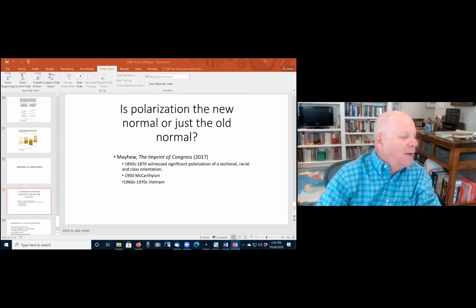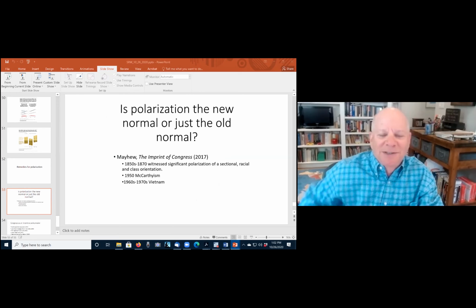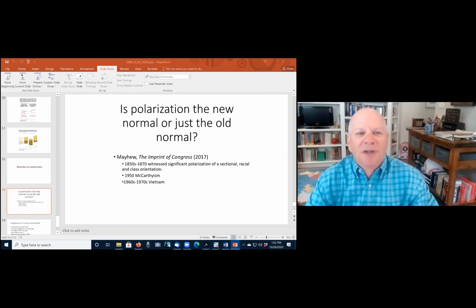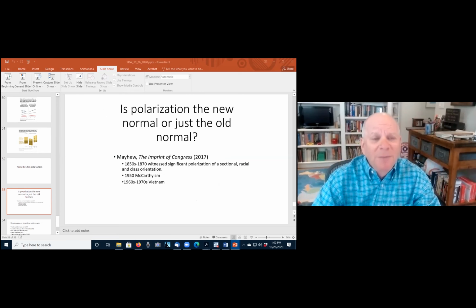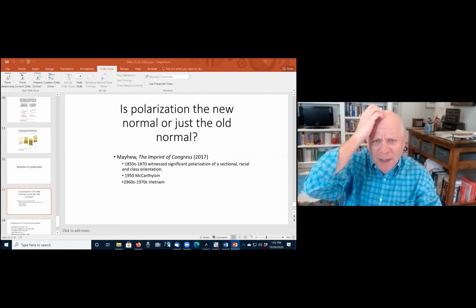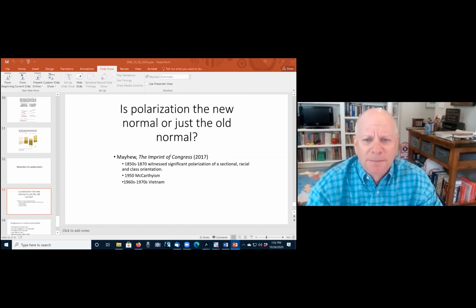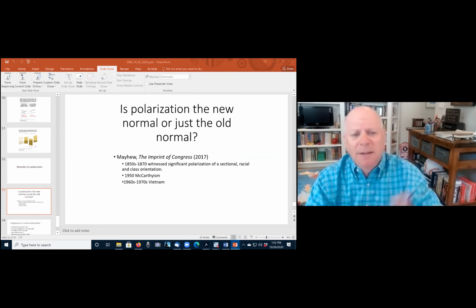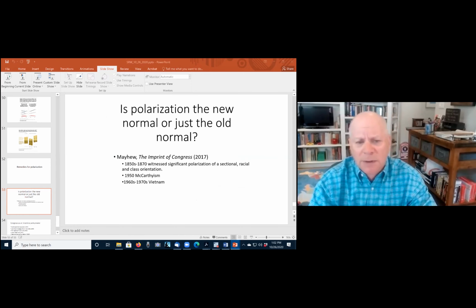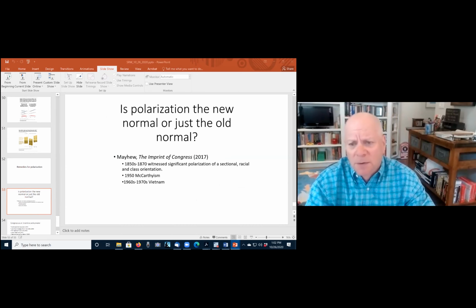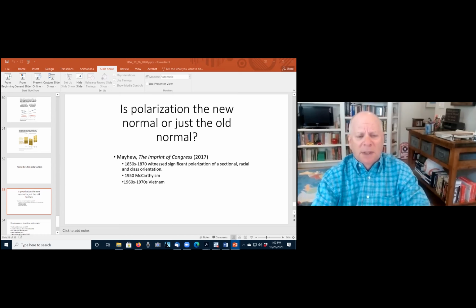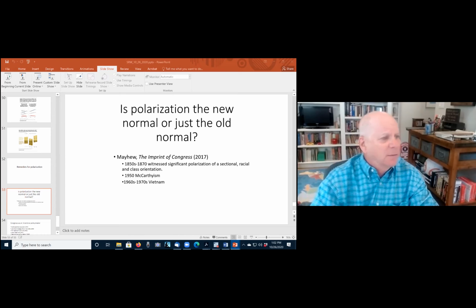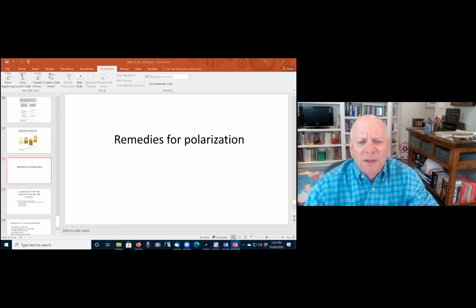David Mayhew, who's probably one of the finest political scientists our country has produced, wrote a famous book called The Imprint of Congress. He wrote some other wonderful books as well. What he claimed is that this polarization is neither new, maybe not even abnormal. He pointed out, again, the 1850s, the 1870s, which witnessed horrific polarization that led to, of course, the Civil War. He identifies the McCarthy era and the post-war Red Scare and the Vietnam era, which many of us can remember. But he talks about things that corrected that.